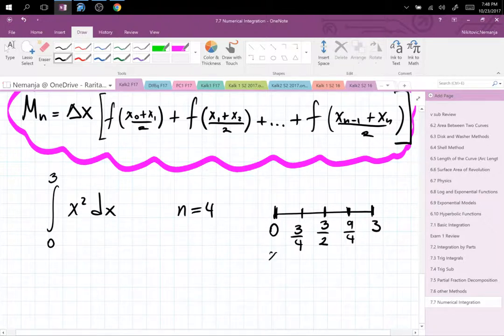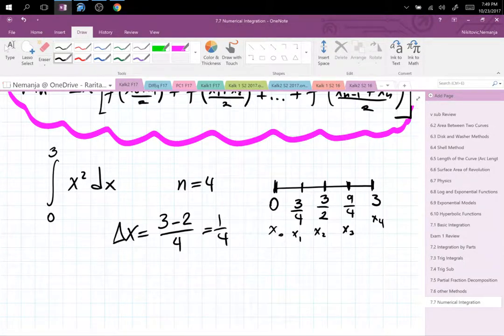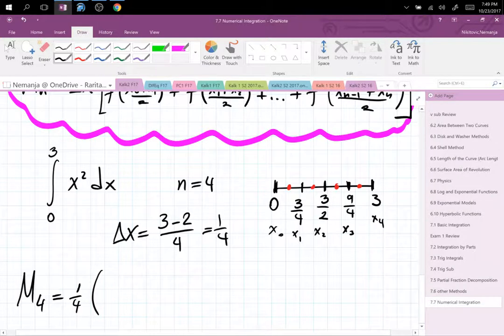So these are the values x0, x1, x2, x3, x4. Now you have to average those. Well, first delta x is 3 minus 2 over 4, so it's a quarter. Delta x is a quarter because it's always b minus a over the number of rectangles you are choosing to use. What we need are the midpoints. So M4 in this case is delta x, which is 1/4, times the function computed at the average of these. So let me put dx here since I'm going to use f of (x0 plus x1) over 2. Yes?